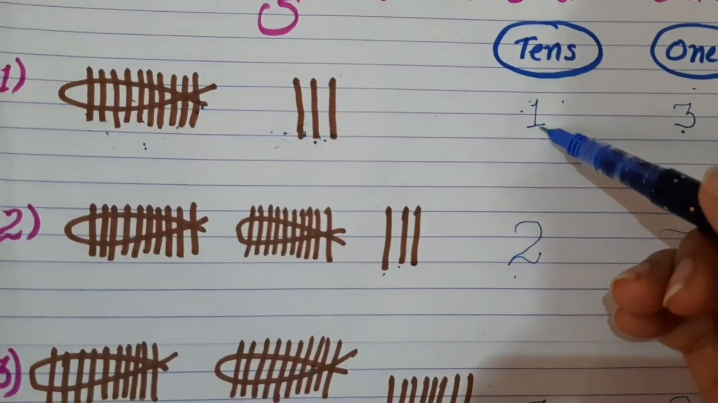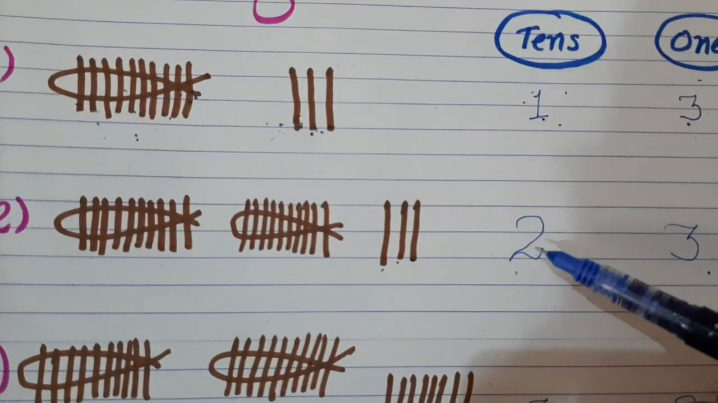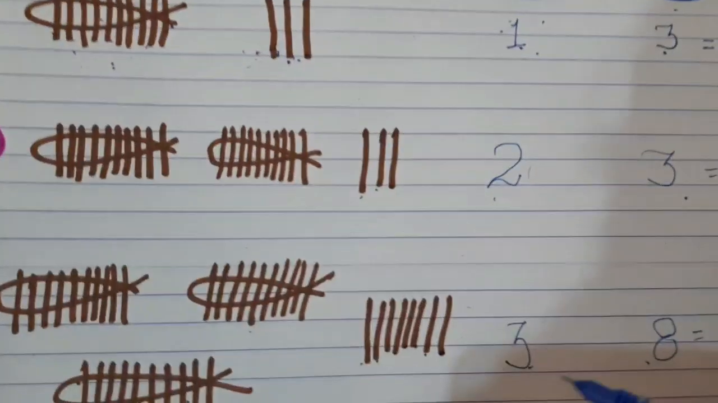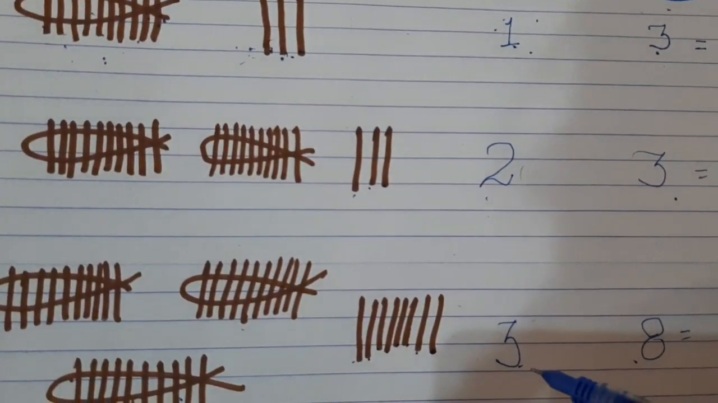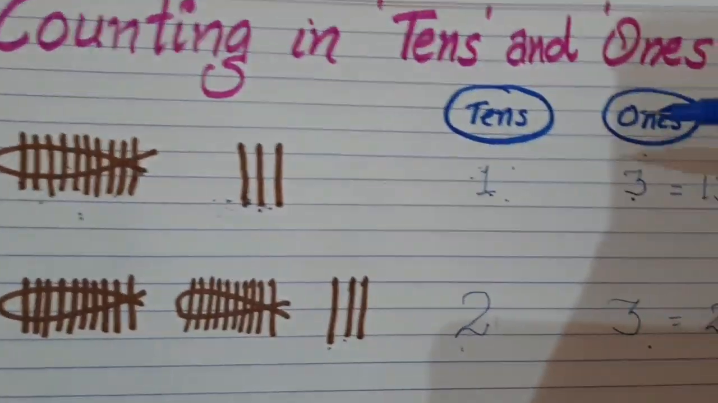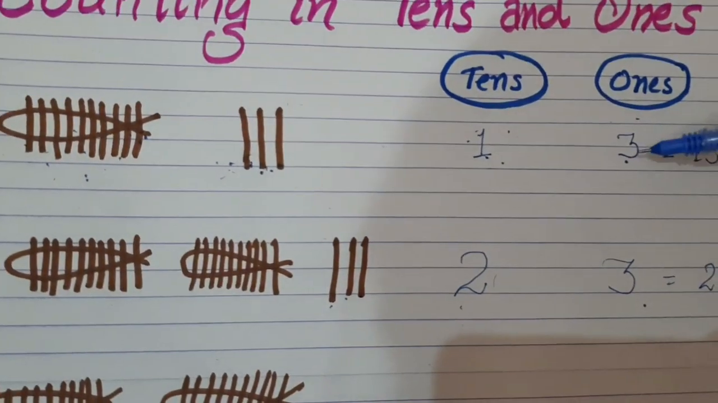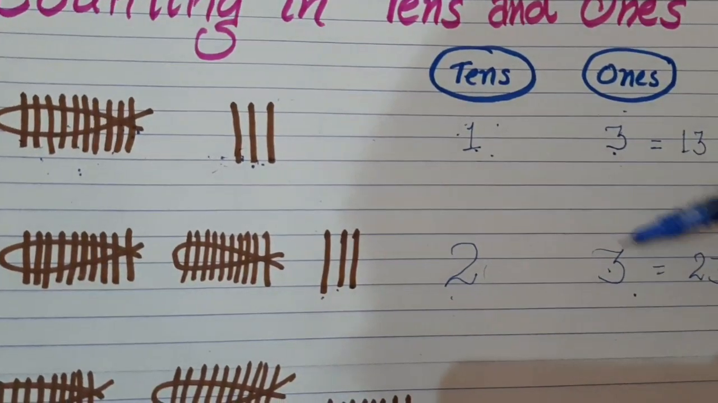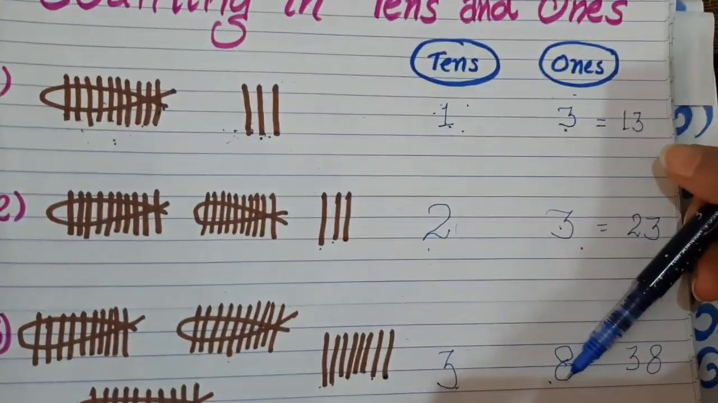10 times क्या आएगा? 1 आएगा. If there are 2 bundles, then यहाँ पे क्या हो गया? ये 20. If there are 3 bundles, then it is called 30. If the number is in ones, then you know the counting 1 to 9, so 3, 3 and 8. तो इनको तो हम 3, 3 और 8 ही बोलेंगे. There is no doubt.